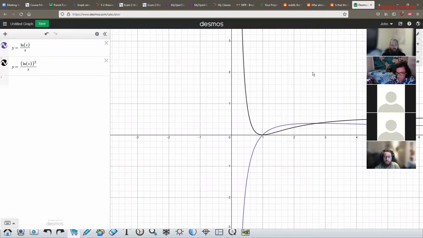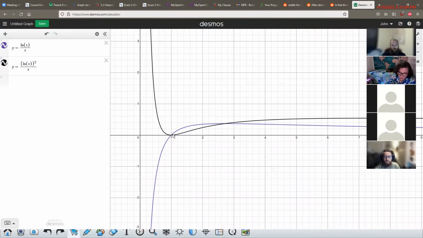Not bad, right? The intersection points are what we thought. 2.718, that's e, as we suspected. So the area we found here was this area.